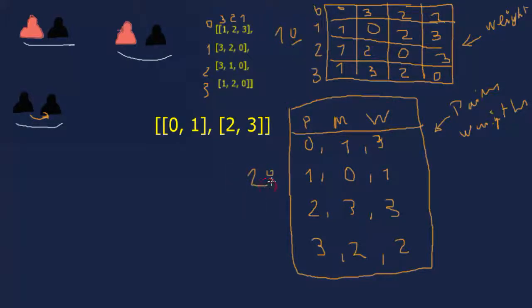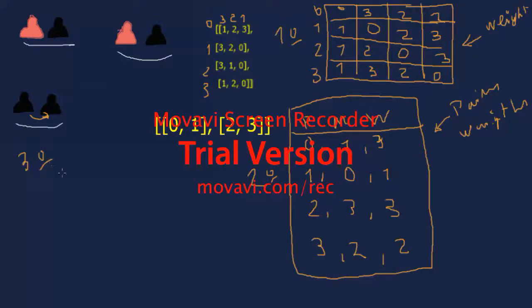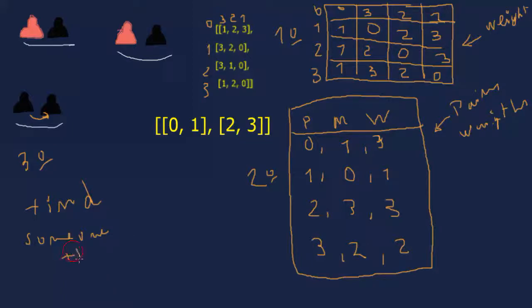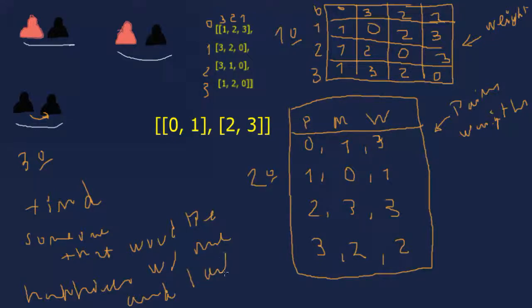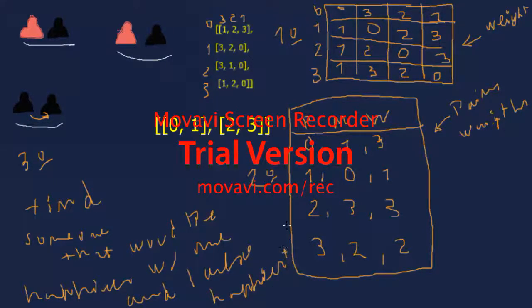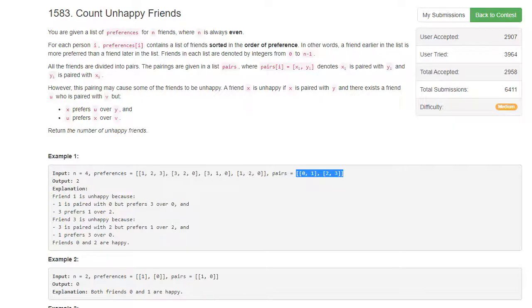This is the second step, and the third step is to find someone that would be happier with me, and I also would be happier. Okay, so this is what we will do in the third step. So let's see the code to see how this looks like.